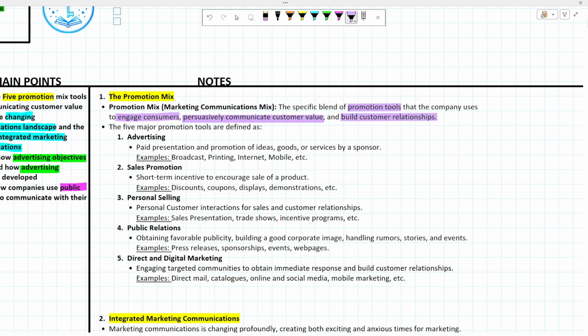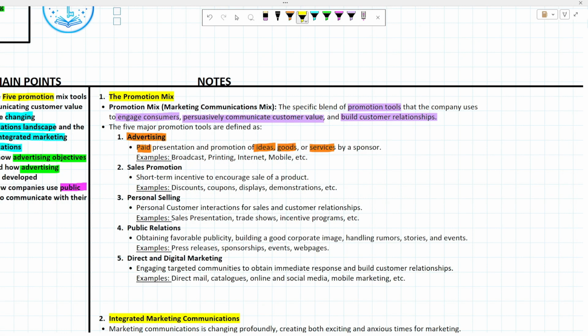So the five major promotion tools are defined as follows. First we have advertising. This is paid presentation and promotion of ideas, goods, or services by a sponsor. So paid ideas, goods, or services. Examples of advertising are broadcasting, printing, internet, mobile, or other examples.